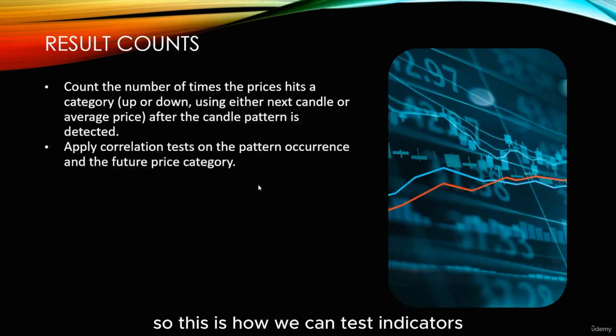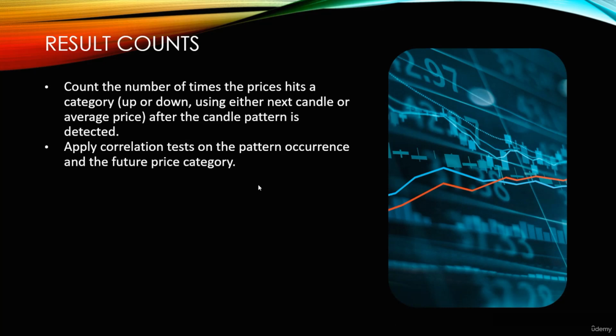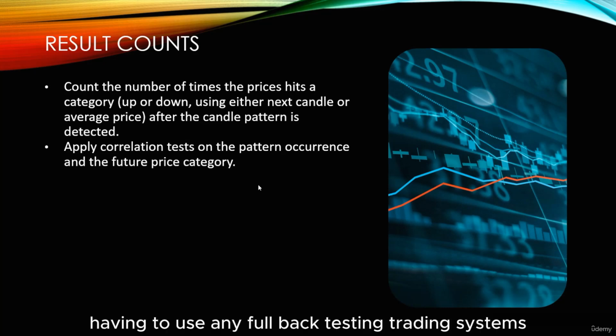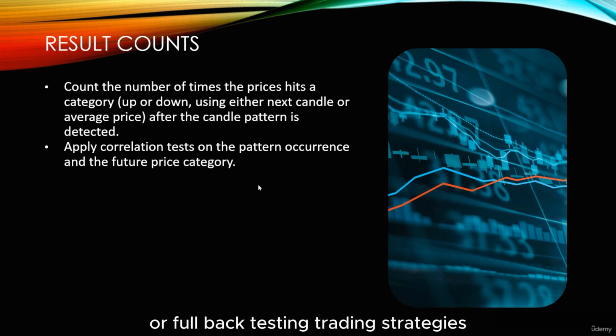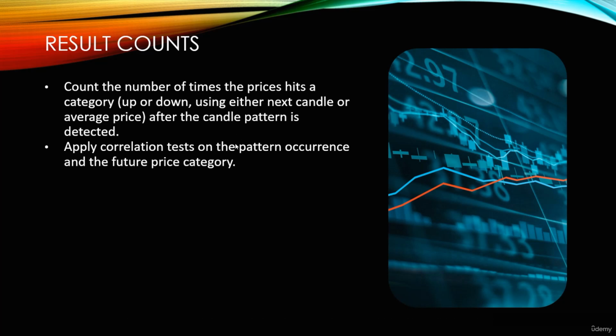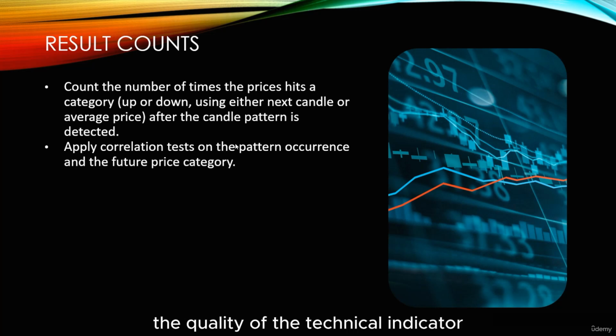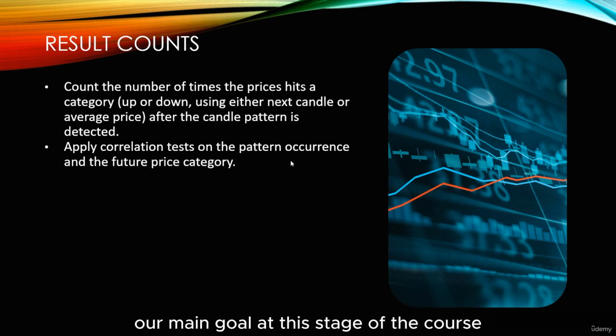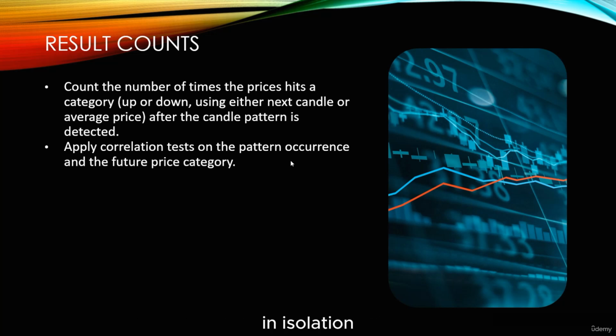So this is how we can test indicators very quickly without having to use any full backtesting trading systems or full backtesting trading strategies using money management, lot sizing management, exit strategies, entry strategies, and so on. This would be too cumbersome and it would drown the quality of our results on the technical indicator in so many parameters, which makes it impossible for us to assess the quality of the technical indicator. Remember that our main goal at this stage of the course is to be able to test the technical indicator in isolation.